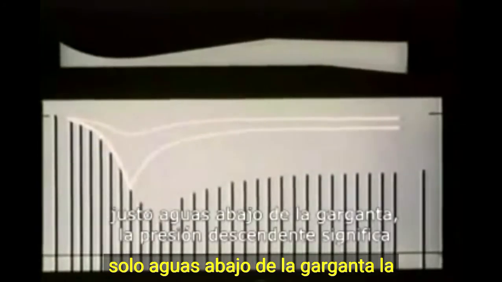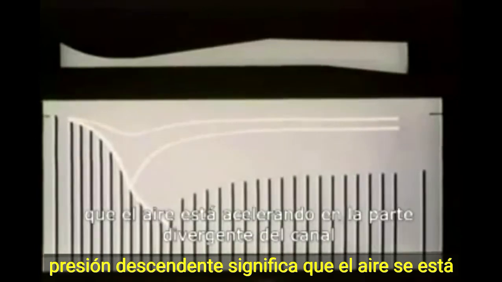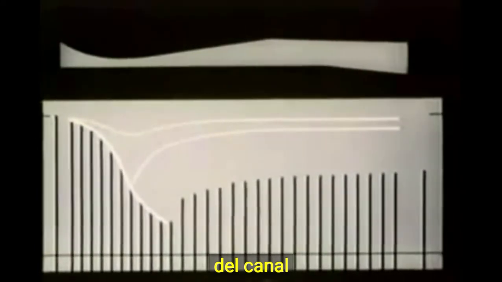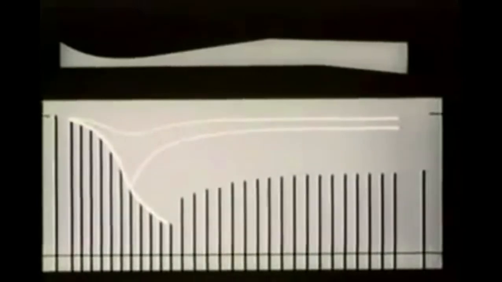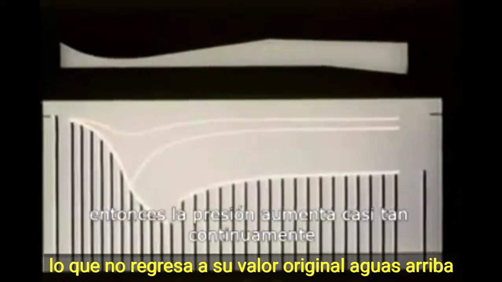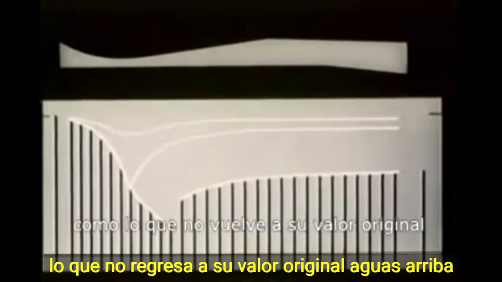Just downstream of the throat, the falling pressure means that the air is accelerating in the diverging part of the channel. Then the pressure rises almost discontinuously, but does not return to its original upstream value.